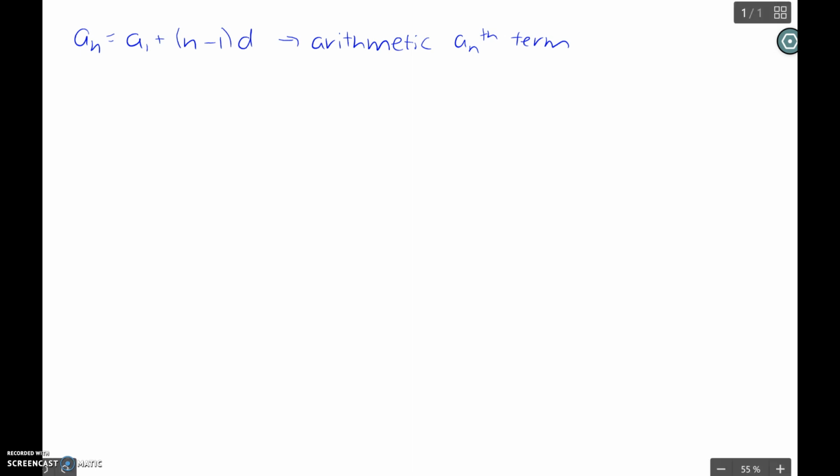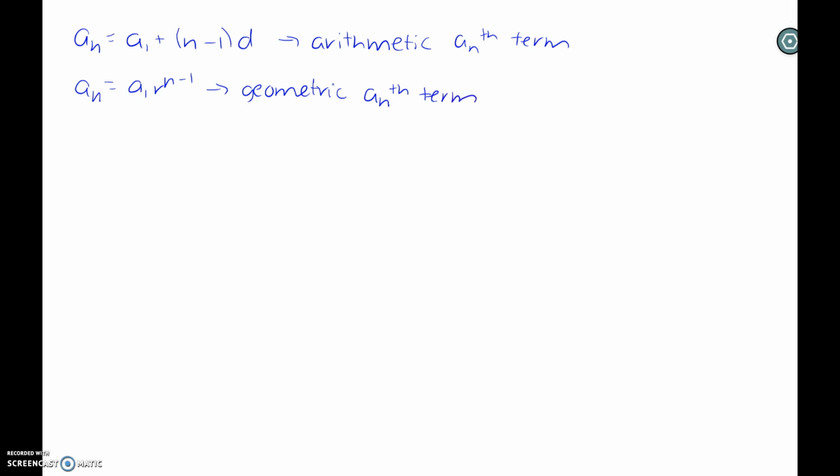Then you have a_n equals a_1 times r to the n minus 1. It's your geometric nth term. So that one, you have a common ratio in between your numbers, so they're multiplying by the same number every time to get you to the next number. That's how you find the equation, and that's how you can find the nth term.